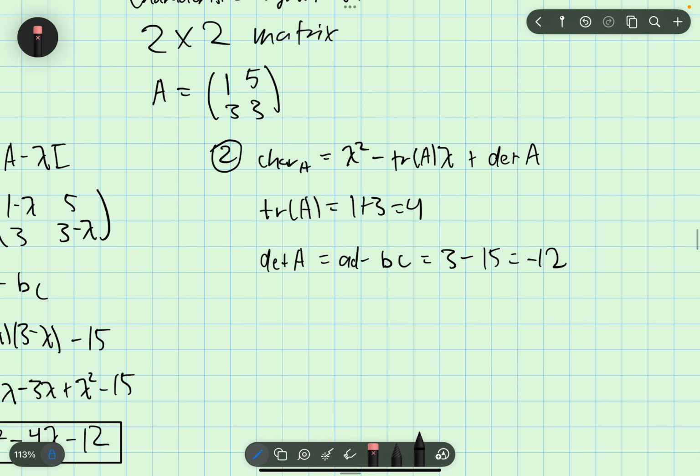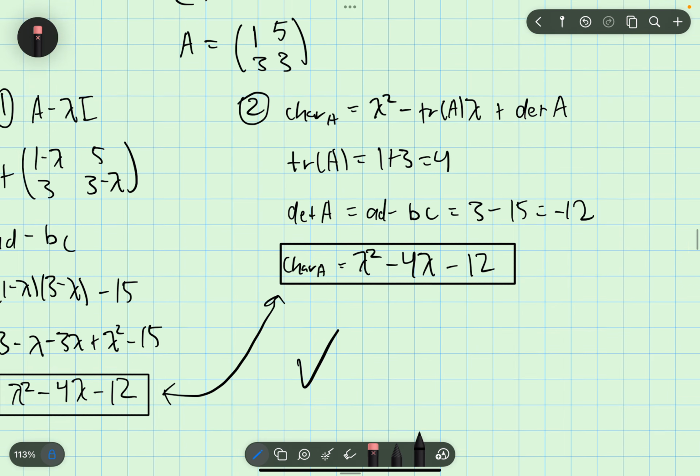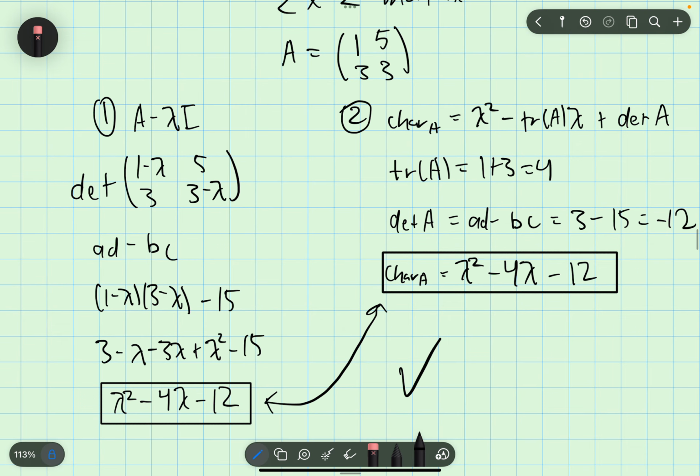So the characteristic polynomial of A is just going to be lambda squared minus the trace, which is 4 lambda, plus the determinant of A, which is negative 12. And we can tell that these two values match, so it is correct, but it is definitely faster to use the second way when you have a 2 by 2 matrix.